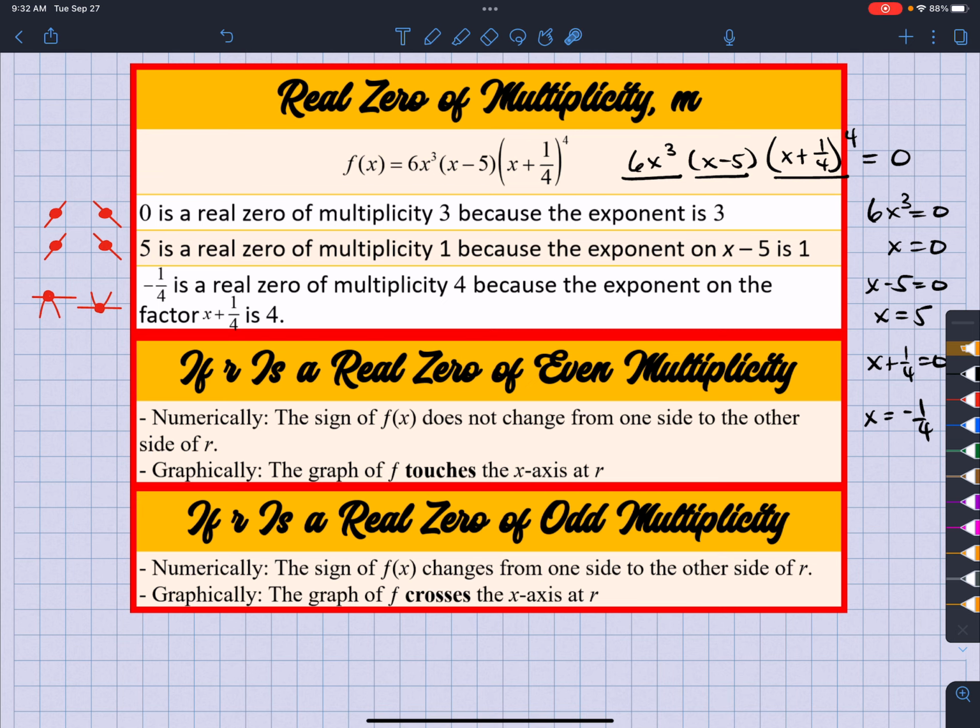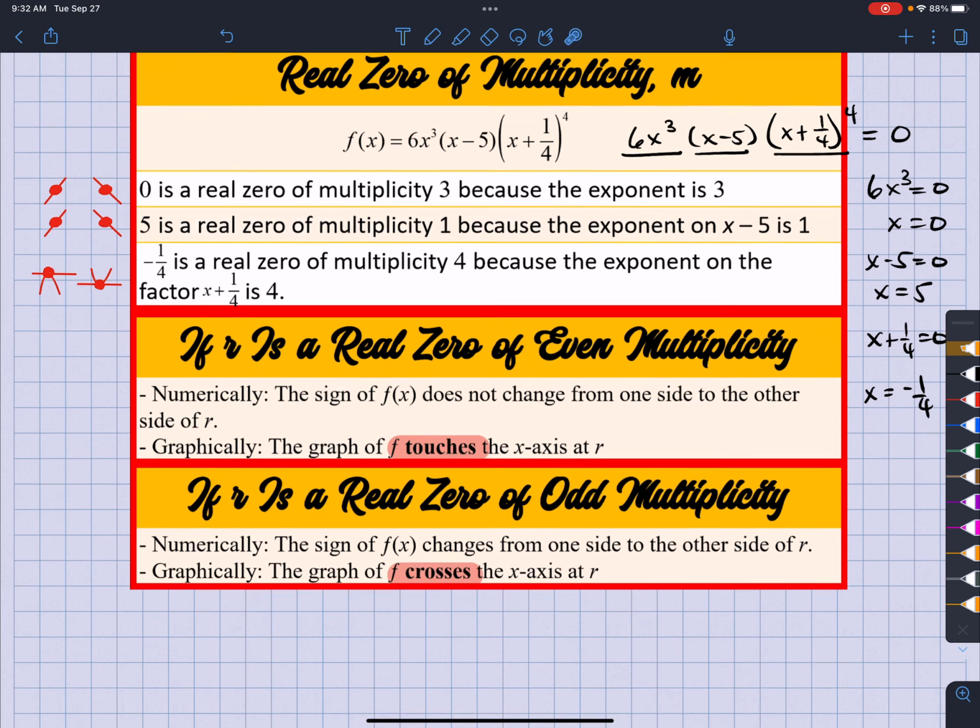So if the real 0 is even, then it's going to touch the x-axis, which is the same thing as what you see right here. And then here it says if the real 0 is odd, then it's going to cross it. It crosses just like something like this here, where it's just going to go right through. Okay, so let's continue on.